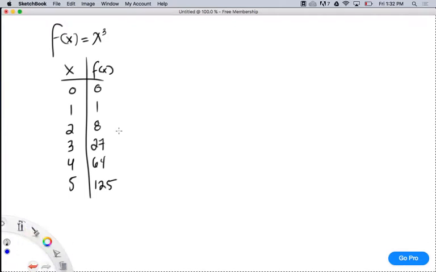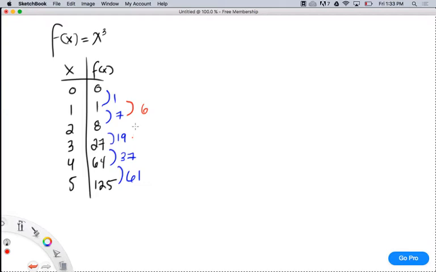Okay. Is the first difference constant, class? First difference, is that constant? No? Yes? No? Doesn't look like it. 1 minus 0 is 1, 8 minus 1 is 7, 27 minus 8 is 19, 64 minus 27 is 37, 125 minus 64 is 61. Okay, well that's definitely not constant. Let's try the second difference.